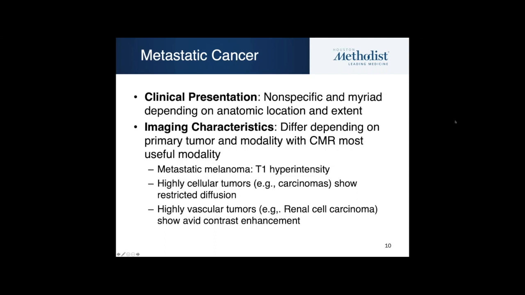So metastatic cancer incidence is approximately between 0.7 to 3.5% in the general population. It is by far the most common cause of cancer in the heart. Lung, breast, hematologic tumors, and melanoma are the most common malignancies that metastasize to the heart. Clinical presentation is often nonspecific, and often it presents late. So it's often stage 4 when there's heart involvement from a different, sometimes unknown, primary tumor.